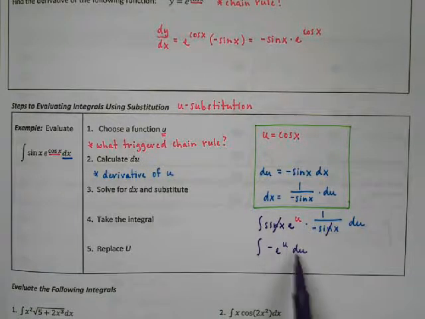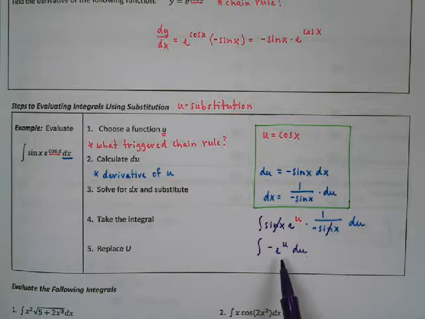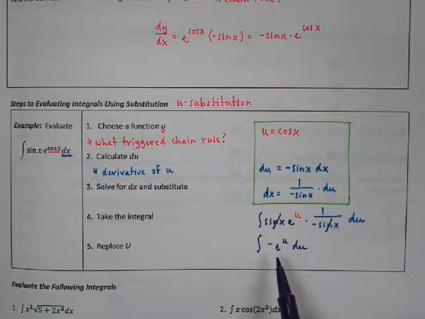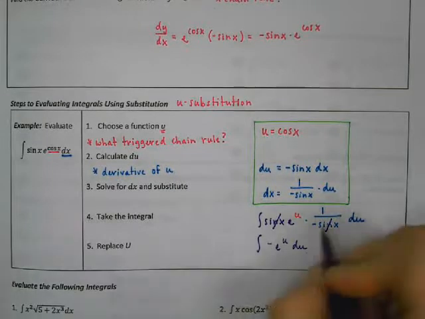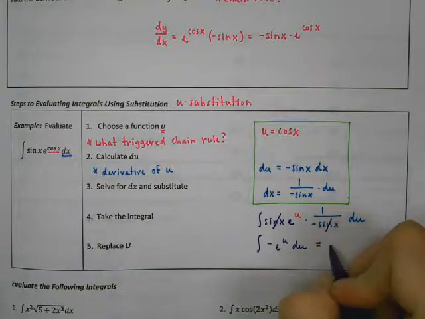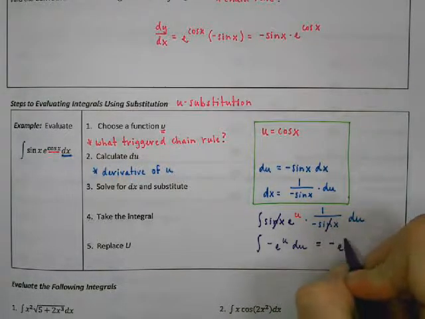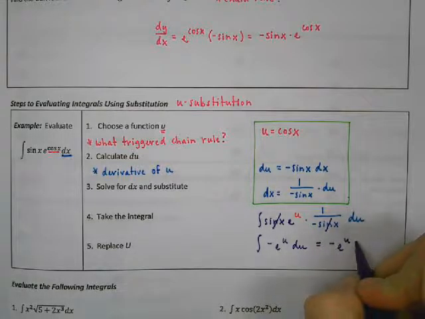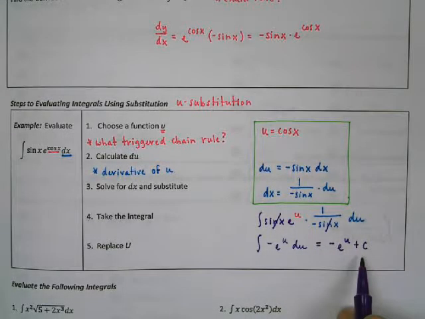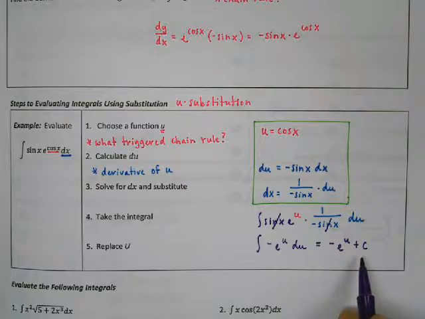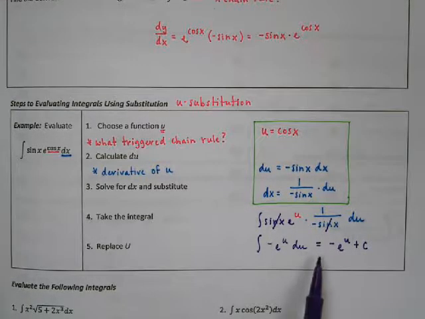So now I have an integral that's all in terms of u and something that's much, much simpler to anti-differentiate. We know how to do this with the rules we already have. I know that integral is just negative e to the u plus c. Again, this is an indefinite integral, so we need that plus c. So we just did step 4.